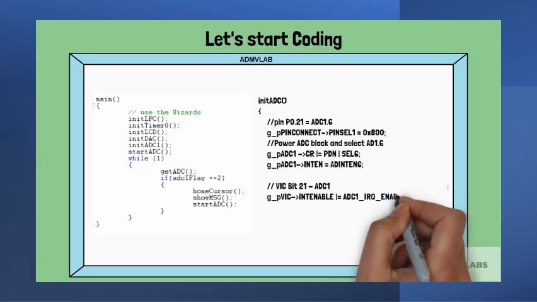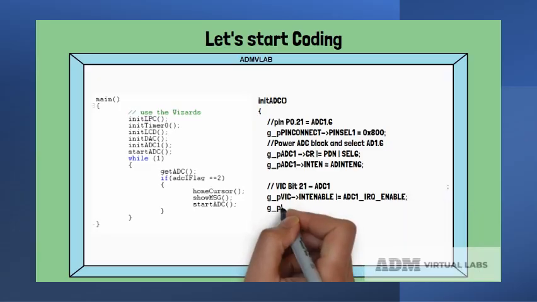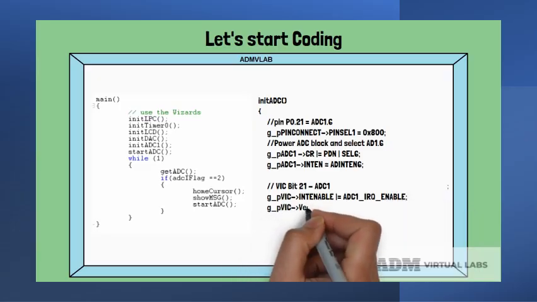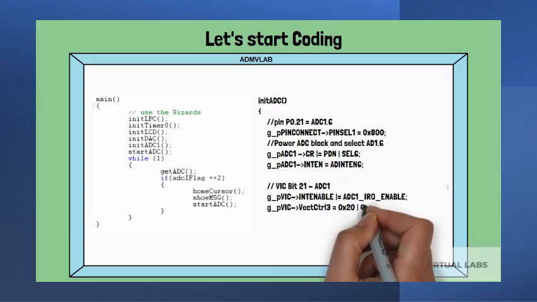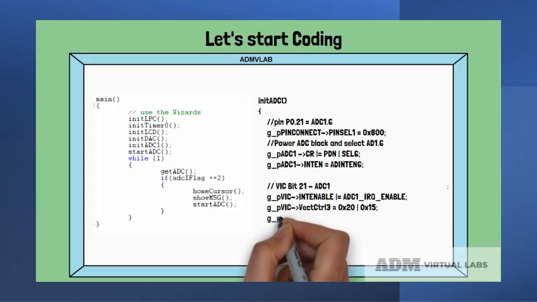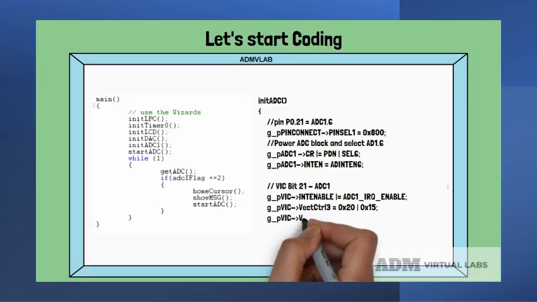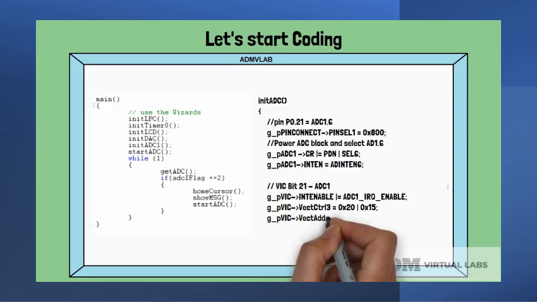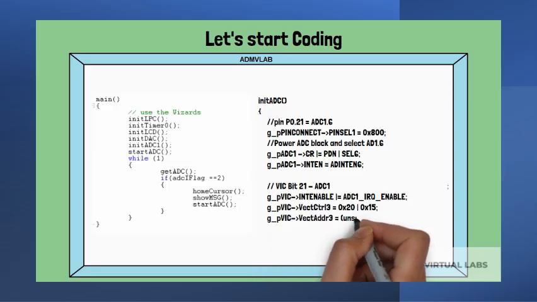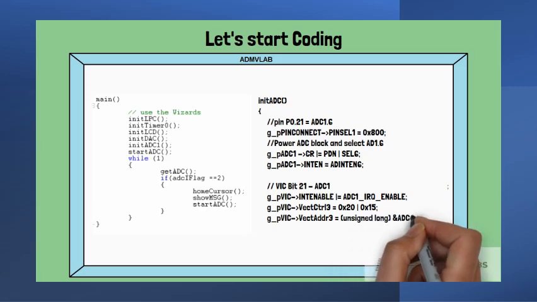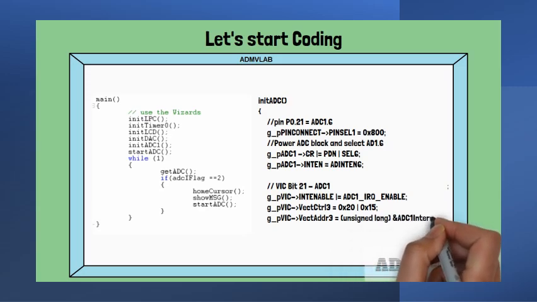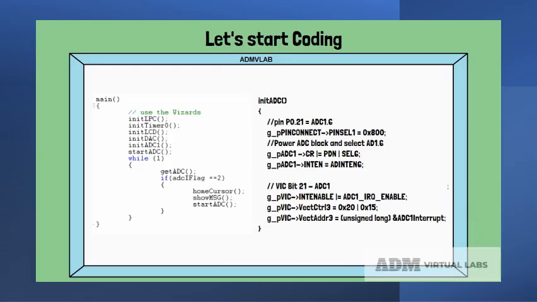The next step is to program the vector interrupt controller. We enable ADC interrupt by setting bit 21 high in interrupt enable register. Select the ADC interrupt for IRQ mode of interrupt. Reserve slot number 2 for both vector interrupt control and vector address. The vector address 2 points to ADC interrupt ISR.